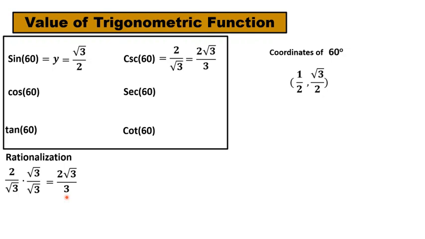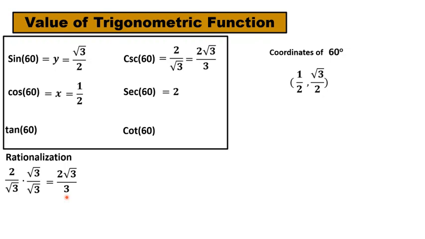So next one is cosine 60. This is the x value. So therefore, ang cosine 60 ay 1/2. So for secant 60, we're just going to reciprocate. So the value of secant 60 is 2.